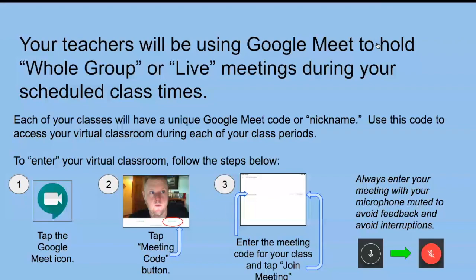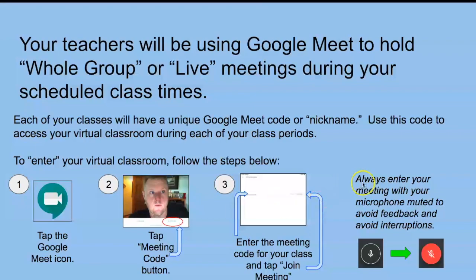In order to access those, you're going to need to use the Google Meet app on your iPad. The icon looks something like this. Down in the lower right-hand corner of that screen, you'll see a meeting code button. And when you tap that meeting code button, it will give you the option to enter the code and then join the meeting. In a minute here, we'll talk about where you're going to find those codes.